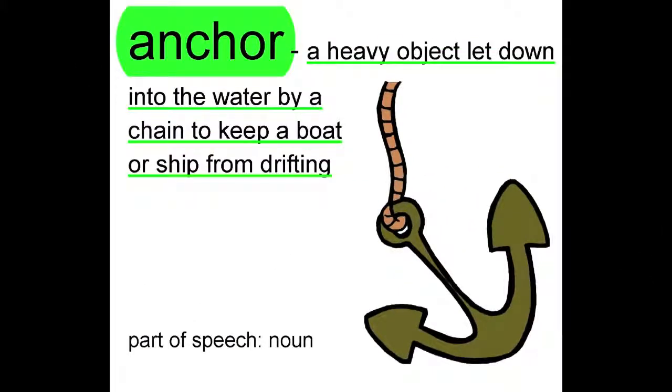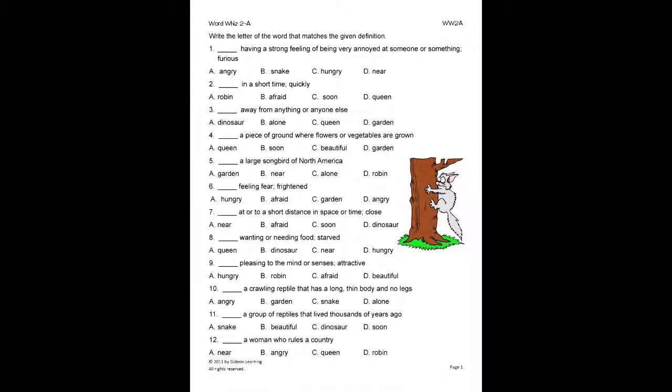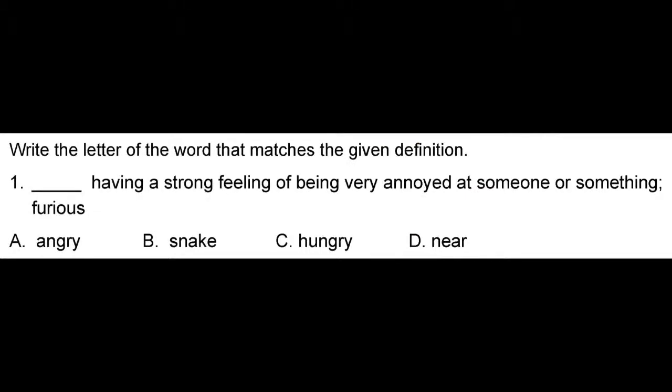Anchor. A heavy object let down into the water by a chain to keep a boat or ship from drifting. Part of speech is noun since anchor is a person, place, or thing. On this exercise, the student will write the letter of the word that matches the given definition. Let's do number 1, for example. First, read the given definition. Having a strong feeling of being very annoyed at someone or something, furious.